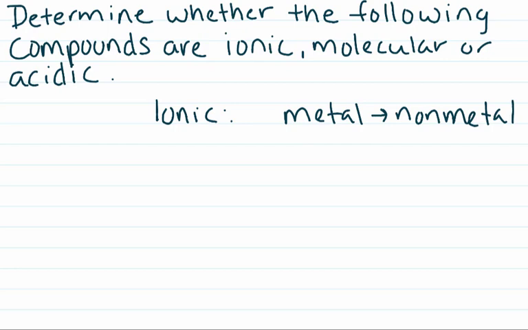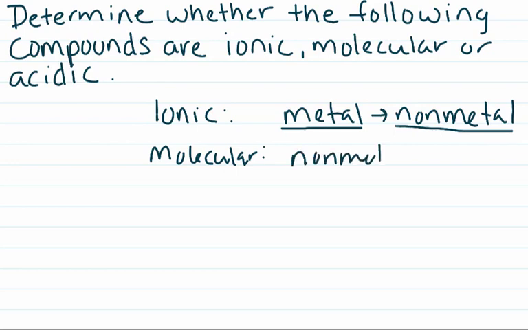The metal will always be listed first, and the non-metal will always be listed second. In an ionic bond, the metal is actually transferring one or more electrons to the non-metal. In a molecular compound, you will see two or more non-metals bonded to each other. In these, the electrons are actually shared between the different non-metal elements.